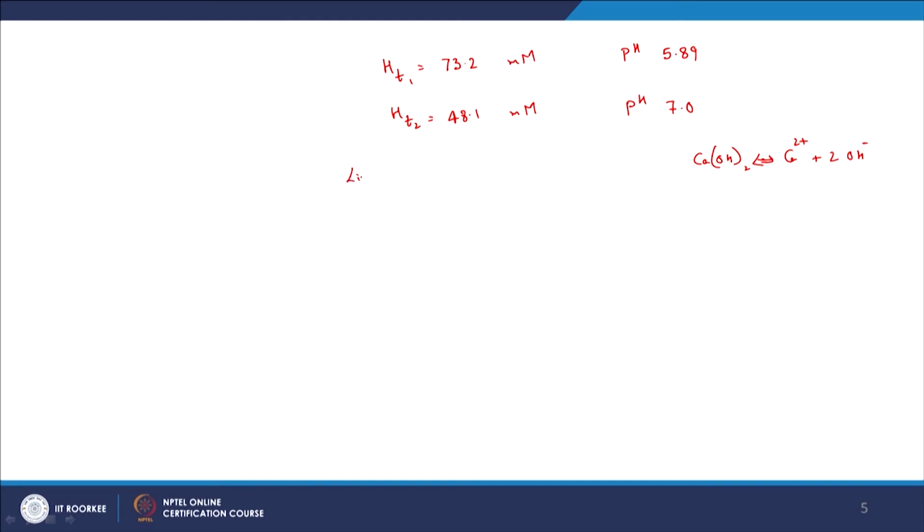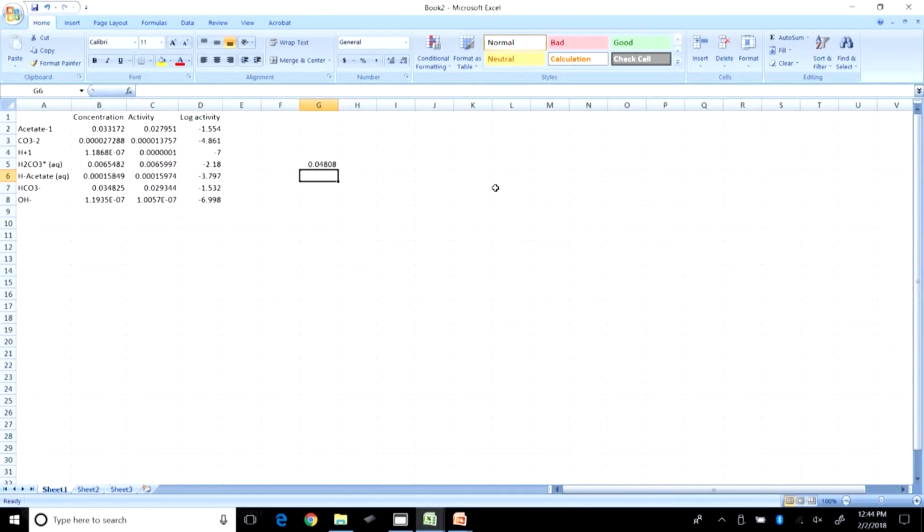So, the approximate lime dose would be equal to delta H total by 2, right. So, 73.2 minus 48.1, let me plug that in, enter. Obviously, it needs to be half of this value, which is 25.1, divided by 2. So, I get a value of 12.55 millimolar, right.